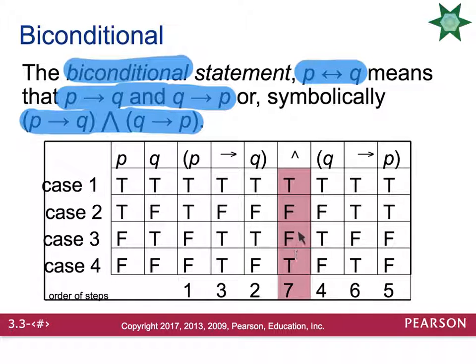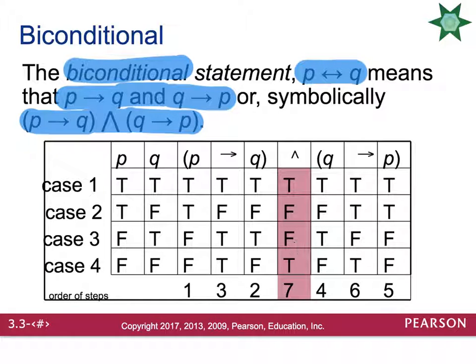Okay, so these are true when P and Q are both true, and when P and Q are both false. Okay, so they have to be the same. In other words, a TF will give us a false, and an FT will give us a false. Okay. So if we're looking at the biconditional, we would look at them both being the same to give us a true. Okay. And then if they're different, we have a false.